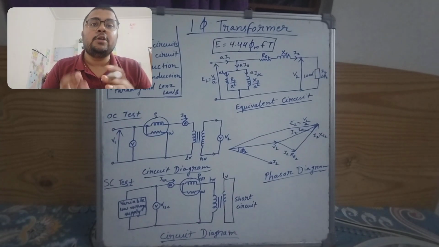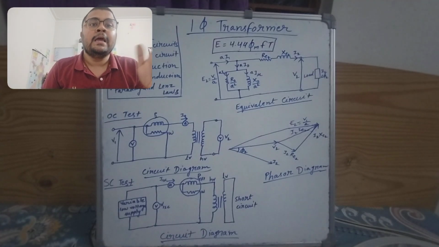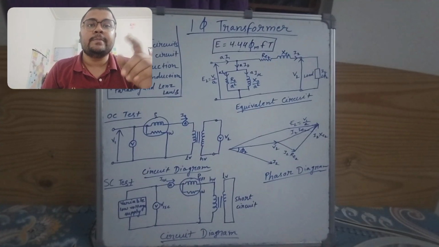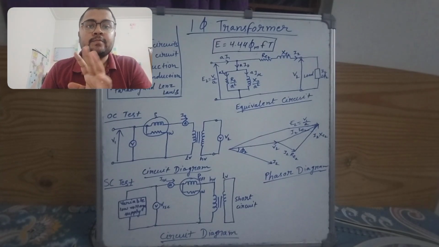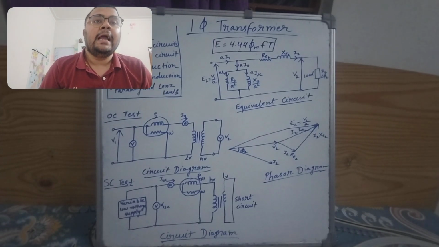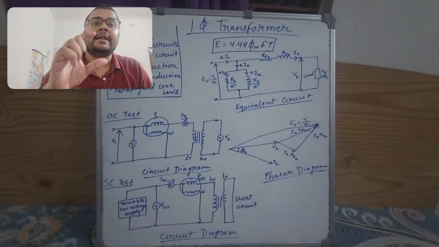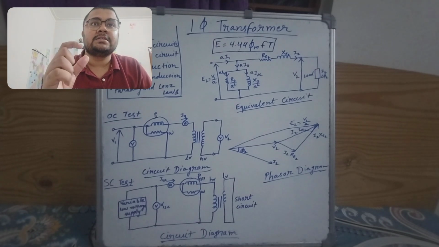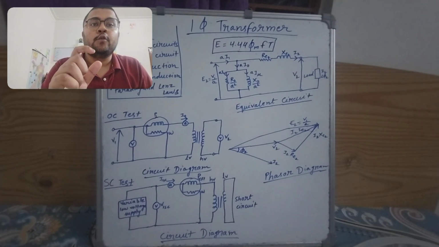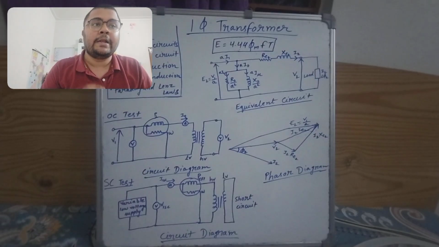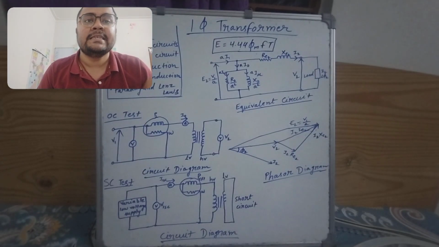And if the values had been referred to primary, then the secondary values, R2 or X2, would have been multiplied by A square. So just the opposite. Similarly, the current is multiplied by A, which is the turns ratio here, and the voltage is divided by A. Next we have a phasor diagram here.